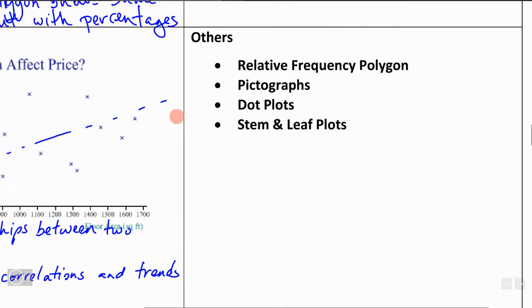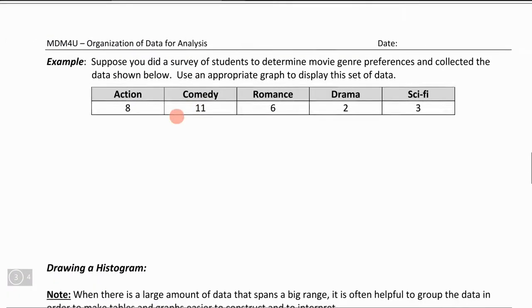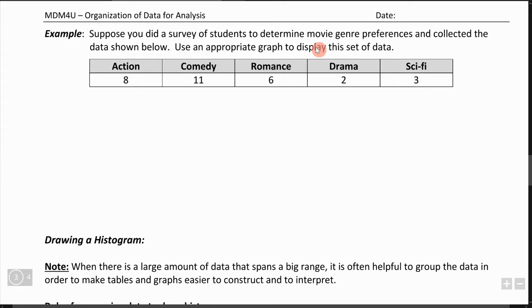So let's look at an example. Suppose you did a survey of students to determine movie genre preferences and collected this data shown below. Use an appropriate graph to display this set of data. So what kind of graph could we use? Well, it looks like we have categories. So this is categorical data, and we're doing a little frequency count here. So there's several possibilities. You could use a bar chart, or a pie chart. Or you can use technology, an Excel sheet, and make a graph that way.